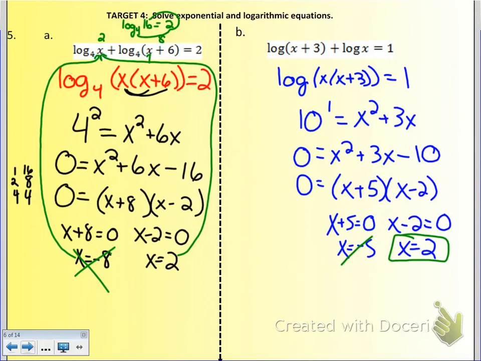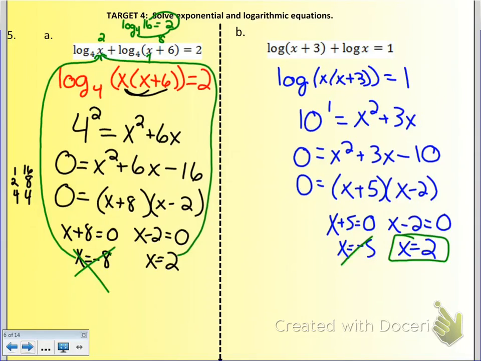Okay, here we go for over here in blue. We rewrite it because addition means multiplication. So log, what's the base on that one? There's nothing little written there. Do you remember what that's called? That's the common logarithm, so it has a base of 10. So we're going to rewrite it to log x times x plus 3 equals 1.